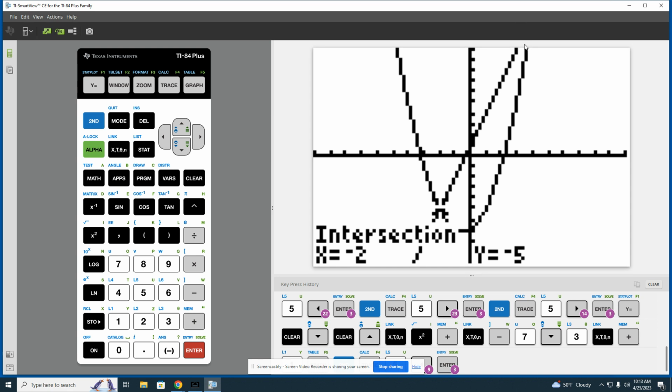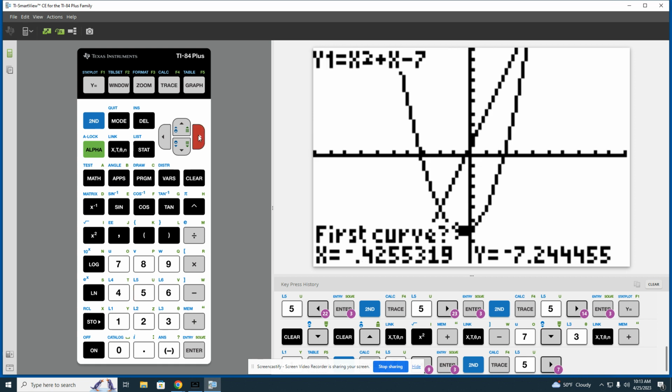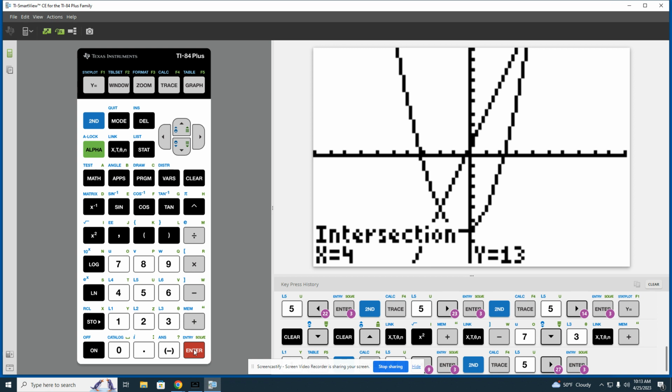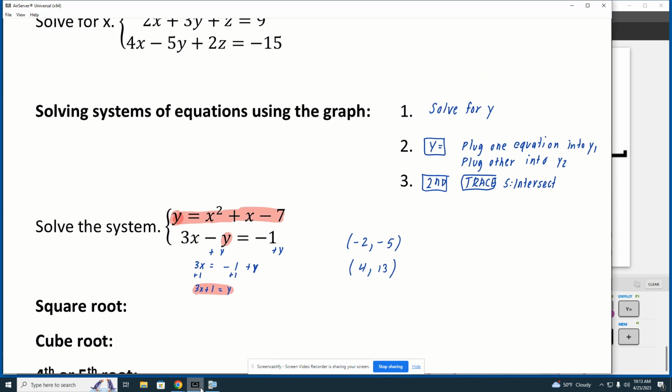And we got one more up here. Let's go find it. Second trace, number 5, intersect. Let's scroll up a little closer to that point. I know I'm going to run off the screen, but I'm going to get as close as I can to it, push enter, enter, enter. And what does it find that ordered pair to be? 4, 13. So look, guys, this answer is -2, -5, and 4, 13.